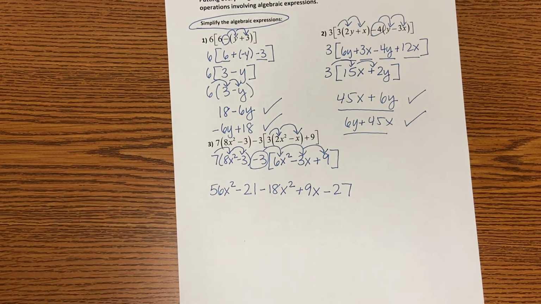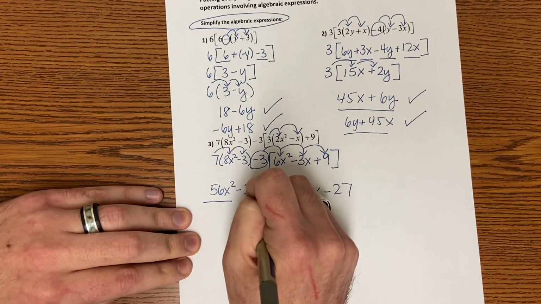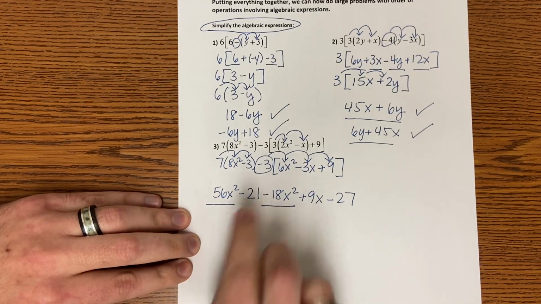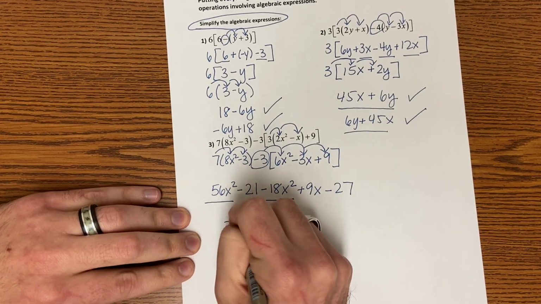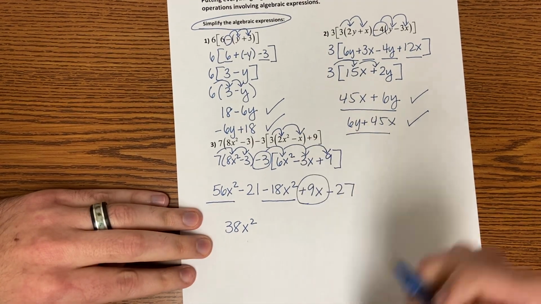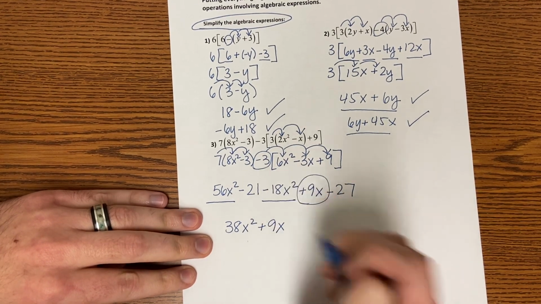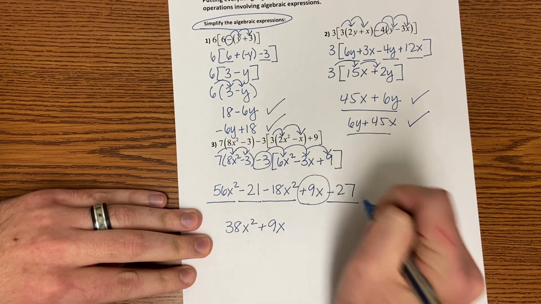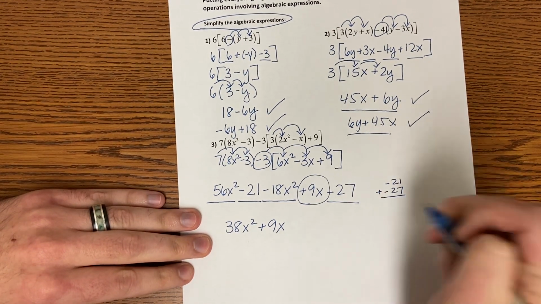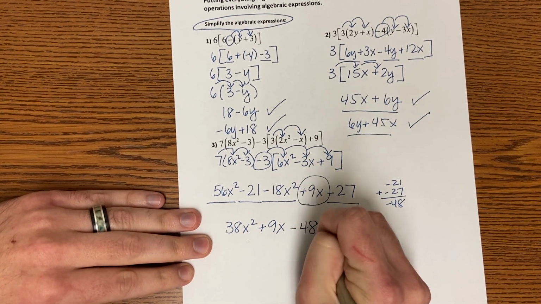Once you are here, it's about combining all of your like terms. I'm going to start with my x squareds. We have 56x squared minus 18x squared. We'll do 56 minus 18 makes 38x squareds. Now I'm going to go to the next power of x down. That's the positive 9x. It has nothing to combine with, so you just bring it on down. And then finally our constants, negative 21 plus negative 27, which will give you, add them together, keep the negative, negative 48.